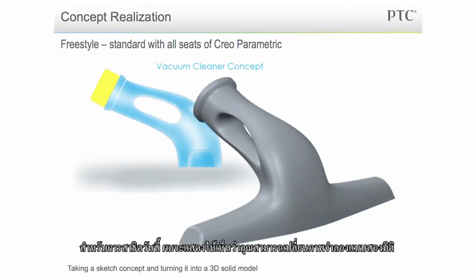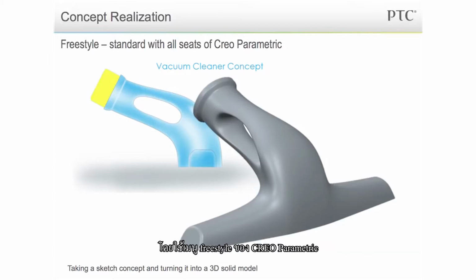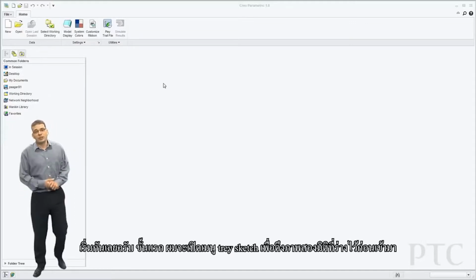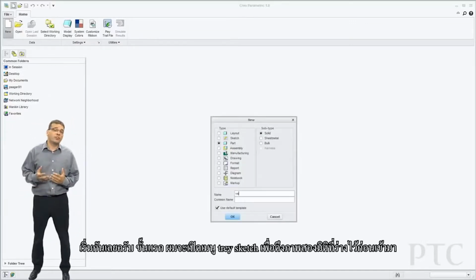In today's demonstration, we're going to show you how you can take a sketched freehand 2D image, in this case created in Creo Sketch, and convert it into a solid 3D model using freestyle capability inside Creo Parametric. So let's get started.